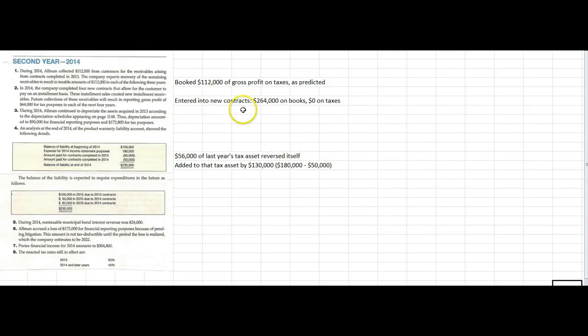So second year of operation, sure enough, we predicted that we would receive accounts receivable from our clients. We'd get some cash from them, and that would allow us to book $112,000 worth of gross profit on our tax returns. That happened just like we thought. We entered into some new contracts, but we didn't get paid anything on them this year. So we have $264,000 of gross profit on our books and zero on our taxes. And we think we're going to receive that $64,000 in equal installments. That's $64,000 of gross profit in equal installments over the next 4 years. So that's a new timing difference, a new part of our deferred tax liability.